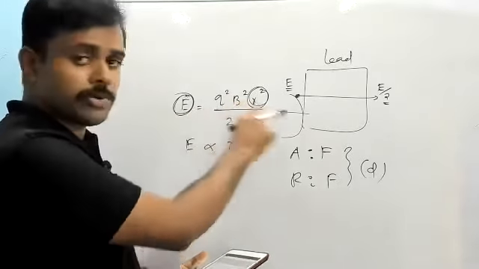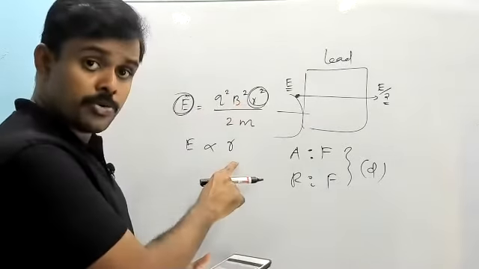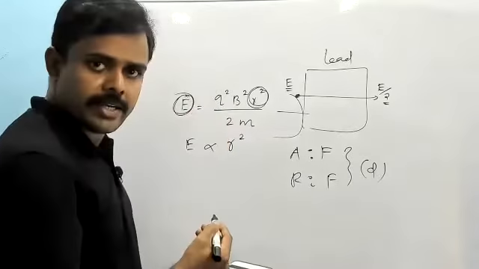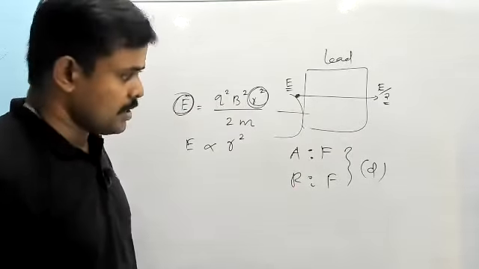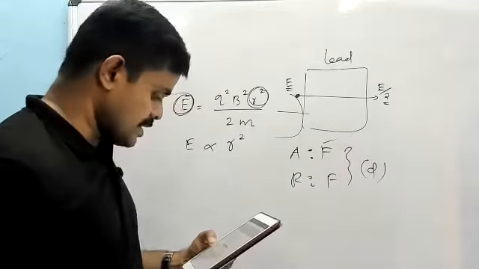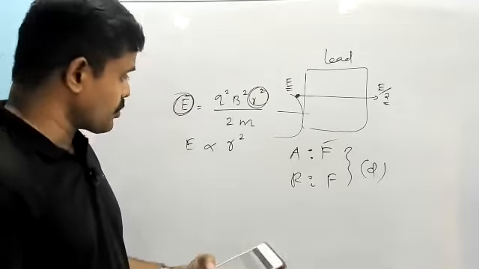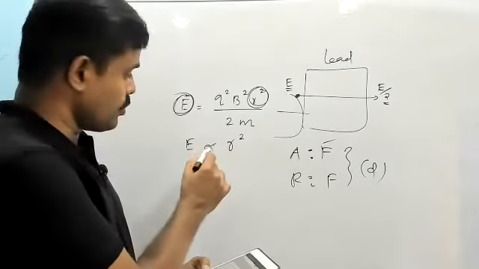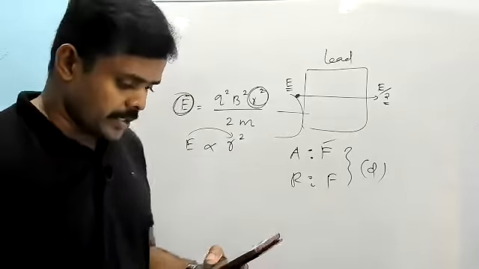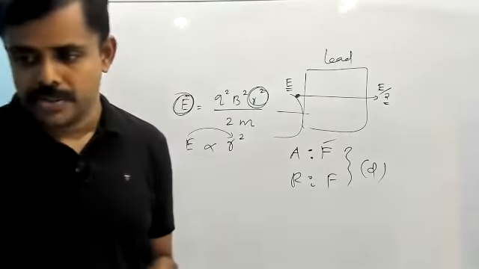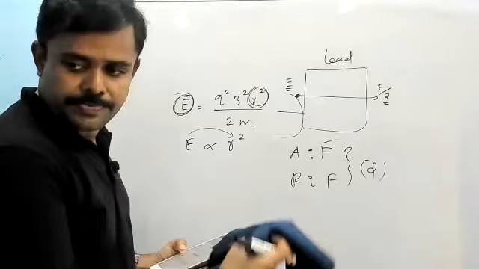So E is proportional to R square, not R. So it doesn't change to R by 2. Understood? So that statement is false. Second statement is what? Kinetic energy is inversely proportional to radius of curvature. Is that correct? No, kinetic energy is directly proportional to r square. So the reason is wrong. Assertion is false, reason is false, answer is option D.